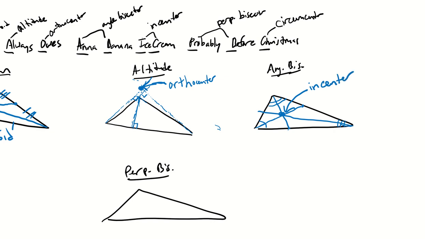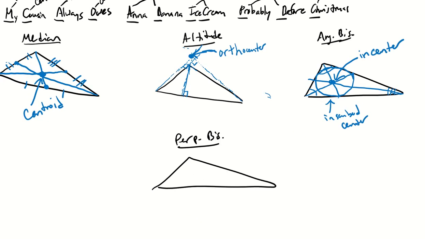All right. And now the incenter is an important point because it actually helps you draw a circle inside the triangle. So it actually gives you a circle that is inscribed. So this is an inscribed circle. That's why it's called an incenter. Okay, so it's very important.